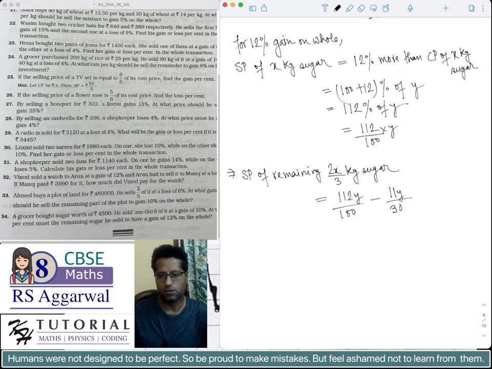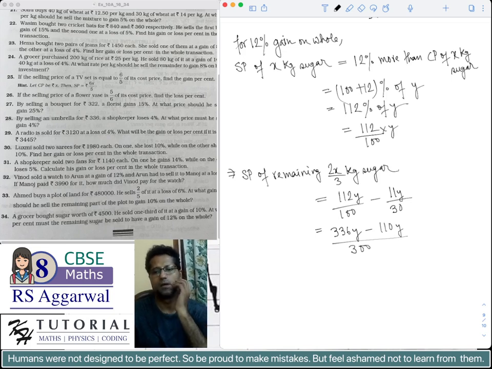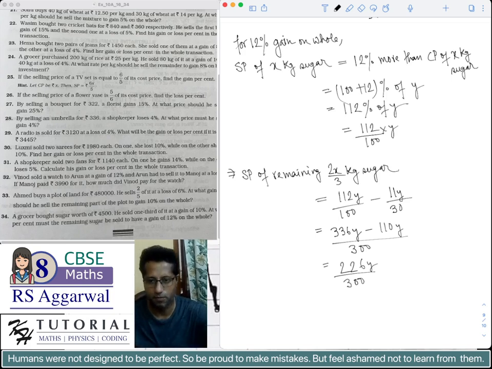Okay, now this is equal to, the LCM will be 300. So 336y minus 110y divided by 300. This is equal to 226y by 300. So this is the selling price of the remaining amount of sugar.